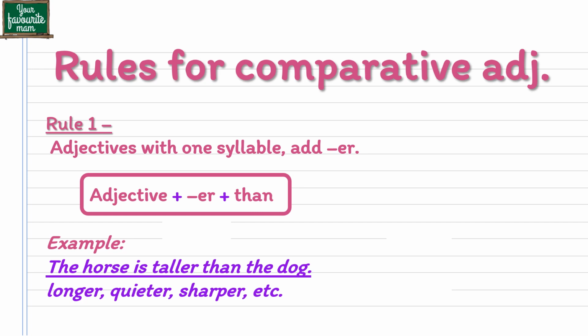So the first rule for comparative adjectives is for adjectives with one syllable, like long, quick, or sharp. For these words, we add an er at the end, which is then followed by than. For example, the horse is taller than the dog, or silk is softer than jute.